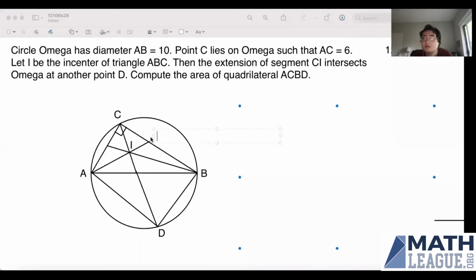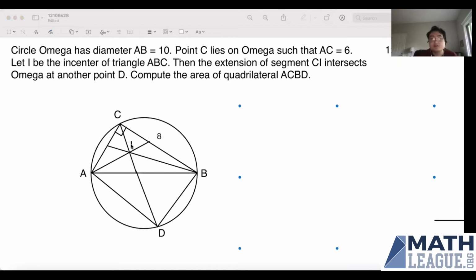Okay. Great. Now what? Now I have this incenter, the point I, of our triangle ACB. And we're told that line segment CI intersects omega, the circle, again, this time at a different point D. And we want to find the area of ACBD. Where could we possibly start?